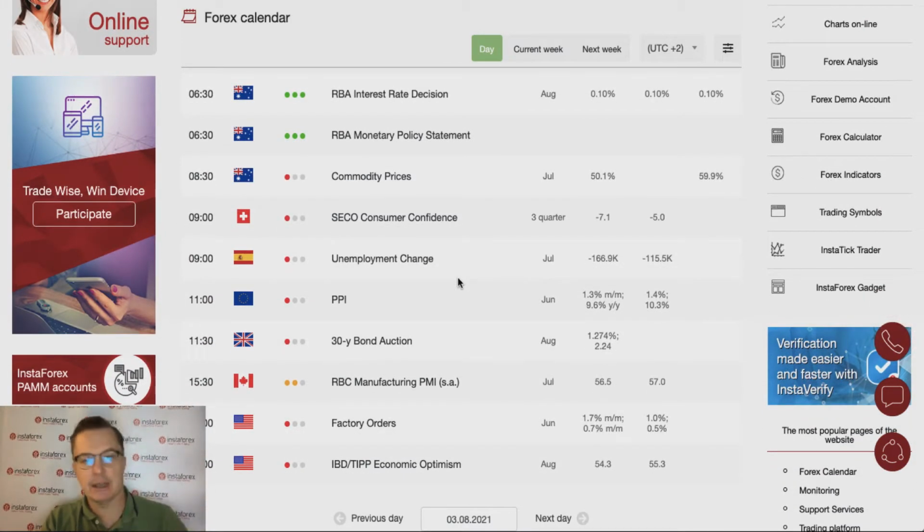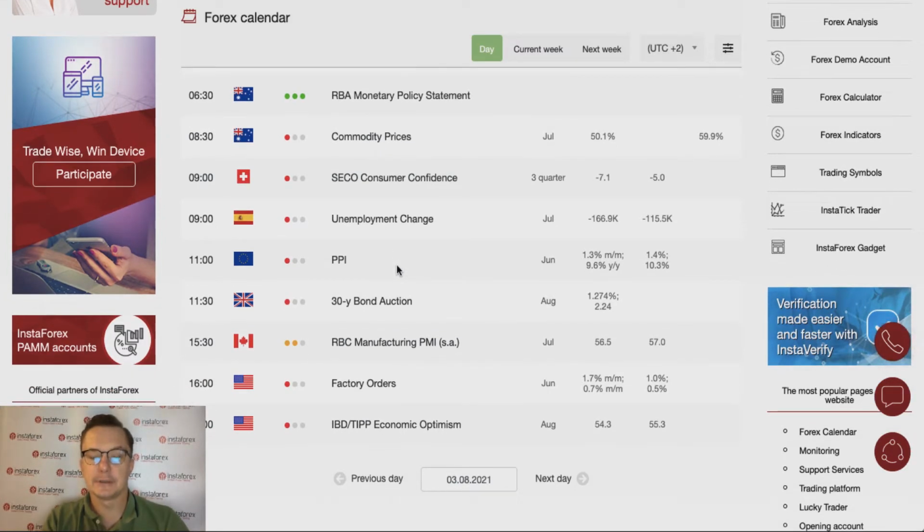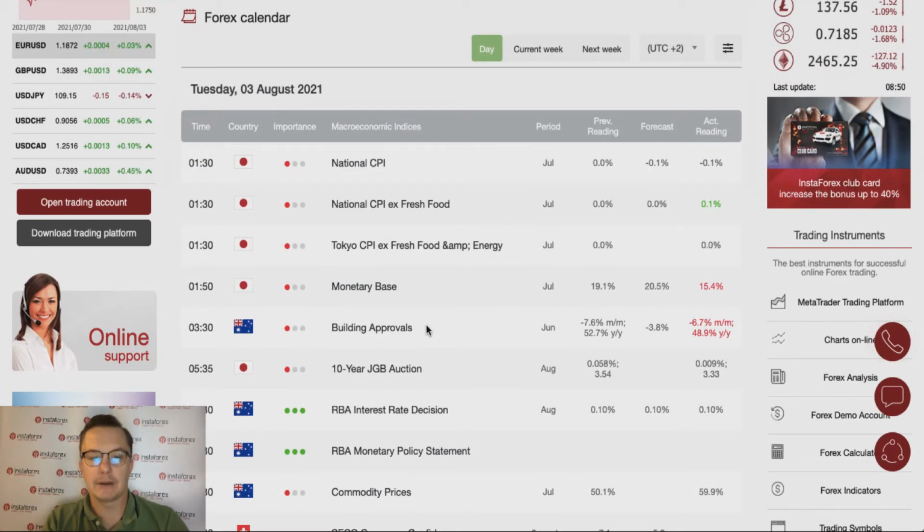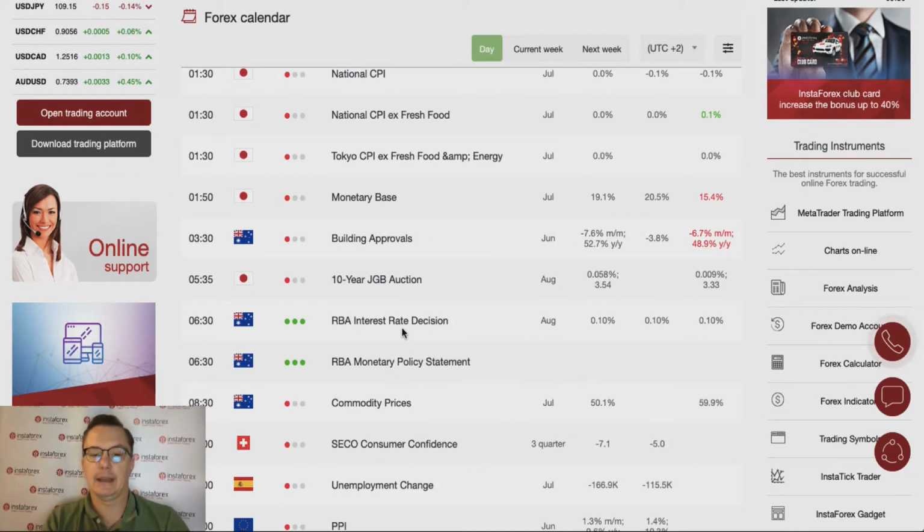During the London session we have some data scheduled for release, but they don't have much influence on the market. The same situation is during the New York session. ABC manufacturing PMI from Canada might be one that will increase some volatility on the financial markets, scheduled for release 3:30. So kind of a quiet day in terms of the macroeconomic data today, except for the RBA interest rate decision.